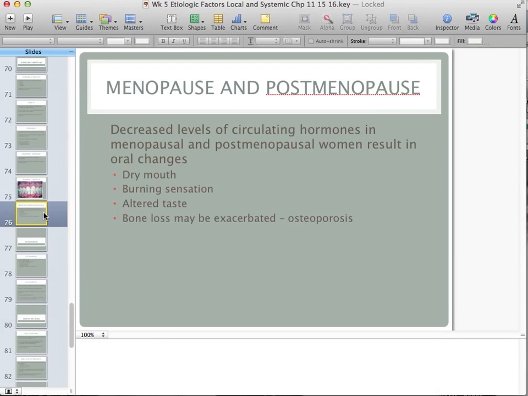Menopause and postmenopause, how do those affect your oral health? Well, decreased levels of circulating hormones in menopausal and postmenopausal women result in oral changes. Dry mouth, burning sensation, altered taste, and bone loss may be exacerbated because, again, a lot of women have osteoporosis when they're older and they've hit menopause, and this can happen in your mouth as well.